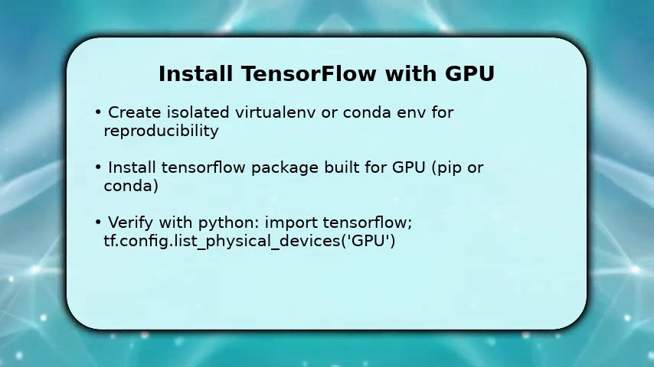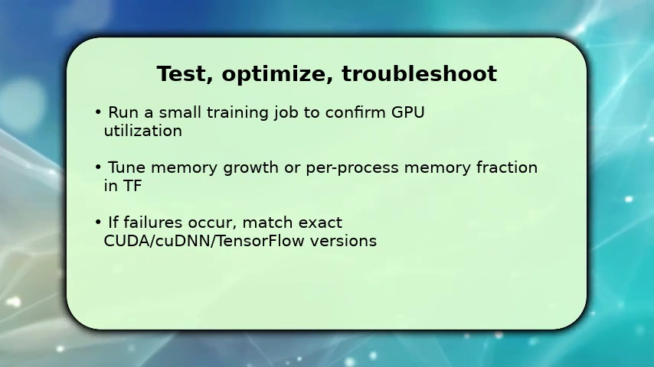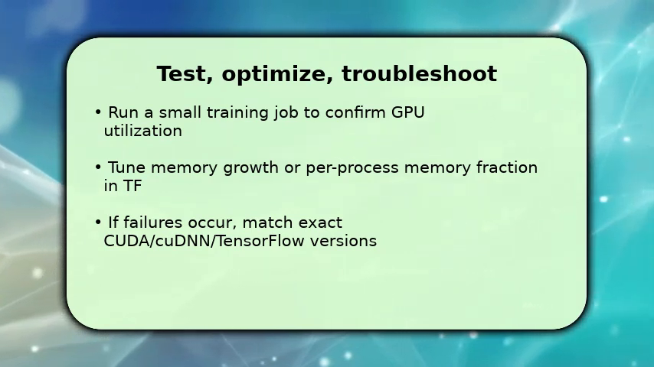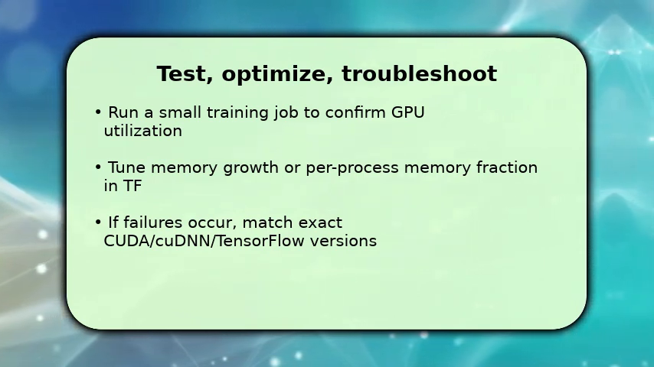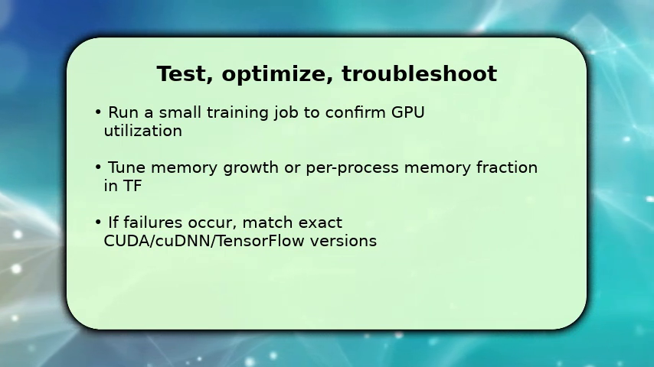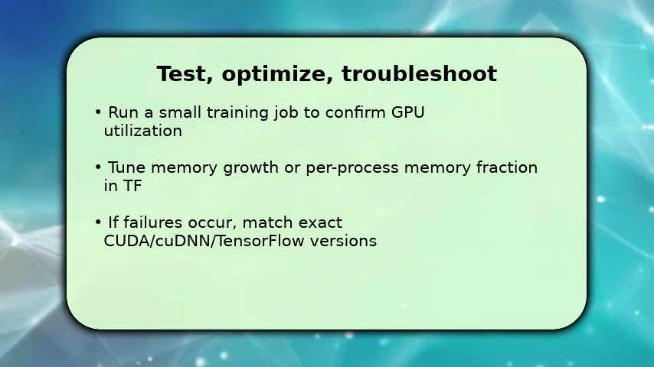Now run a minimal training script to ensure the GPU accelerates computation. Monitor with NVIDIA SMI to see utilization spikes. If you hit out-of-memory errors, enable memory growth or set a per-process GPU memory fraction so other processes coexist. For performance, use mixed precision where supported.